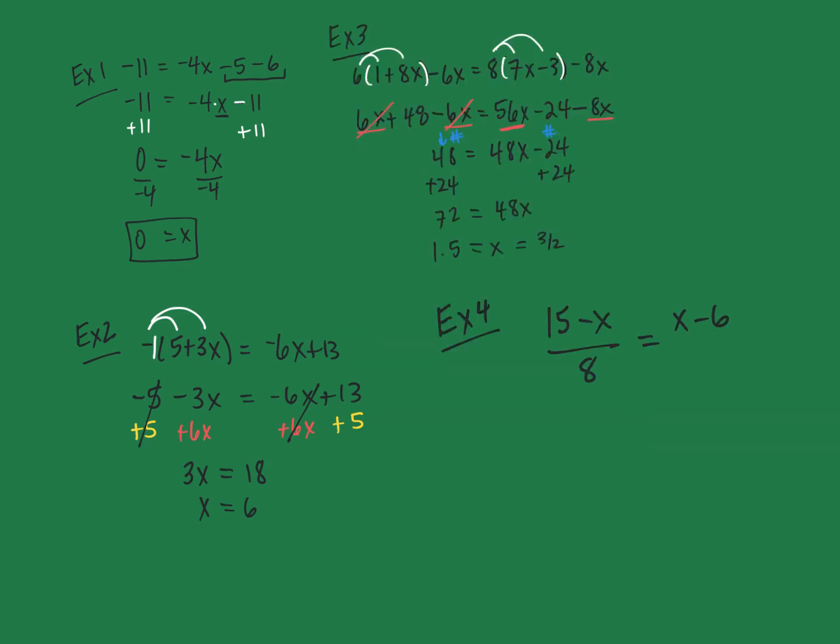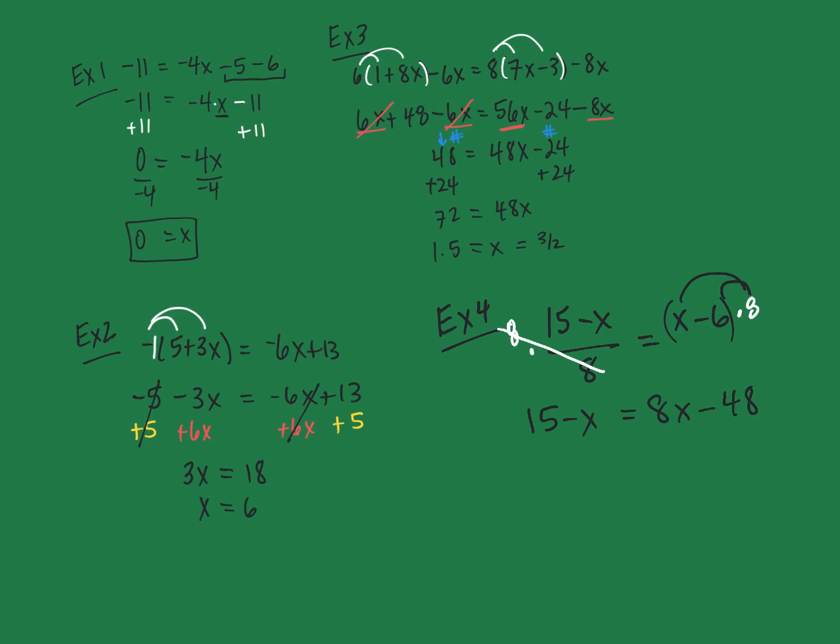All right, and then the last type of problem that gives us some trouble sometimes are these ones that have fractions in them. I always say the first thing I want to do whenever I have a fraction is get rid of the denominator. Get rid of the fraction. So multiplying by 8 will cancel these guys out, leaving me with just a plain old 15 minus x on the left-hand side. And then I'll have to distribute this 8 on the right-hand side. So that makes 8x minus 48.